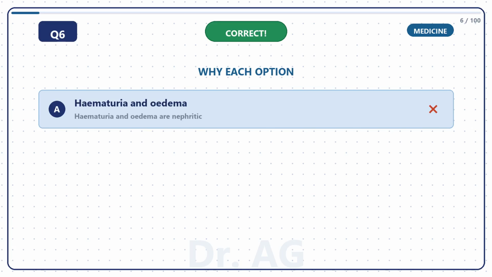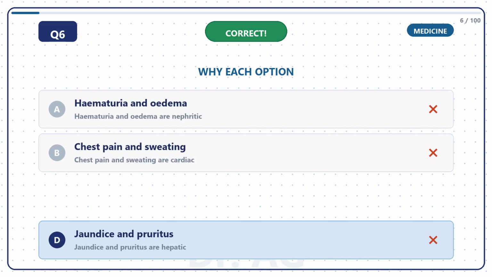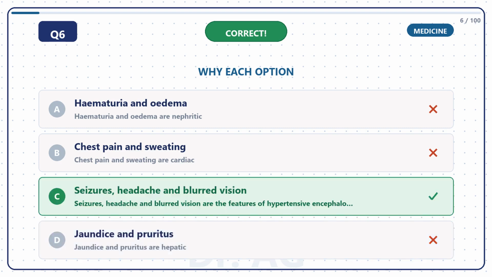Hematuria and edema. Hematuria and edema are nephritic. Chest pain and sweating. Chest pain and sweating are cardiac. Jaundice and pruritus. Jaundice and pruritus are hepatic. And the correct answer is seizures, headache and blurred vision. Seizures, headache and blurred vision are the features of hypertensive encephalopathy. So, the right answer is option C. Seizures, headache and blurred vision.